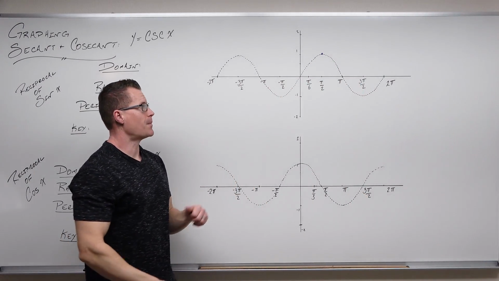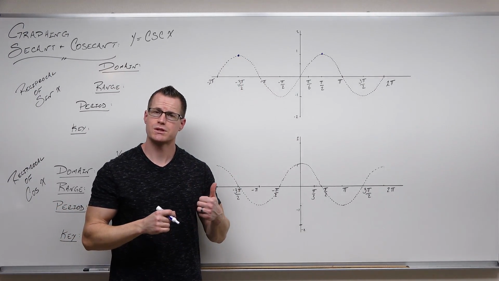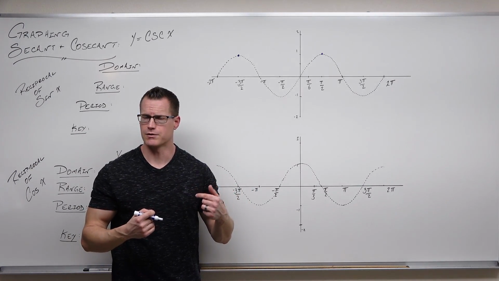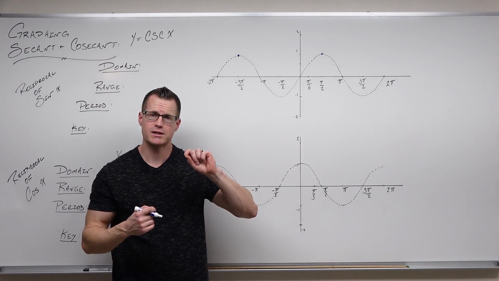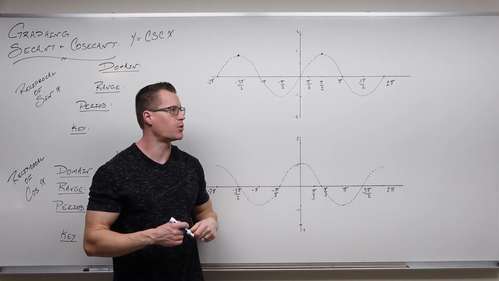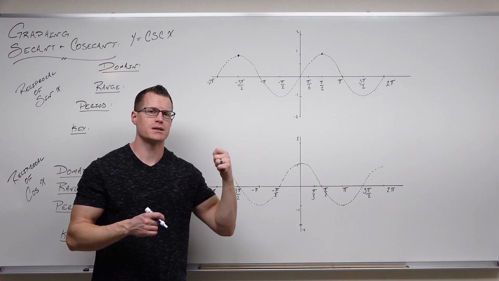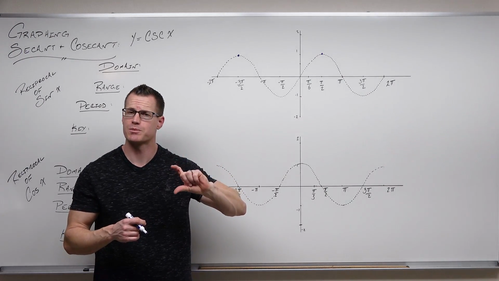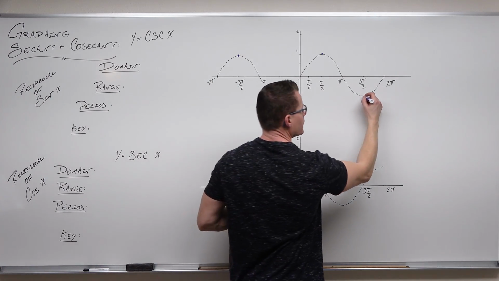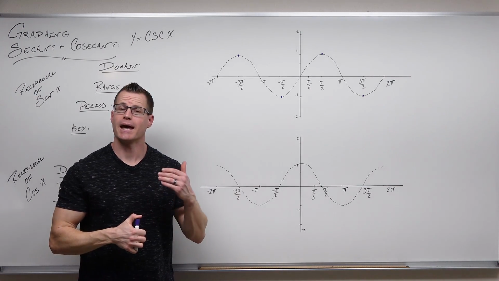The same thing is going to happen at -3 pi/2. So sine of -3 pi/2, that's +1. So cosecant of -3 pi/2 is also +1. The reciprocal of +1 is +1. The reciprocal of -1 is also -1. And so we're going to have those points. So at -pi/2, sine of -pi/2 is -1. Cosecant of -pi/2 is also -1. The reciprocal of -1 is -1. And that happens here and here.